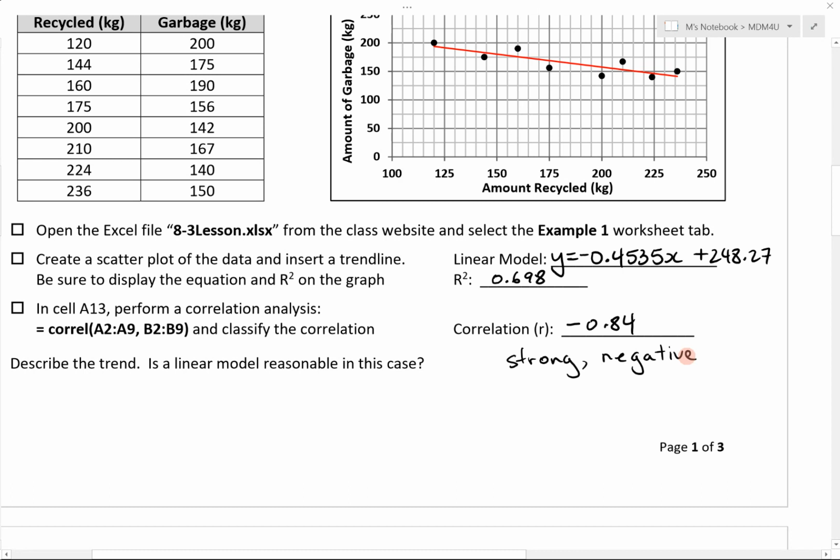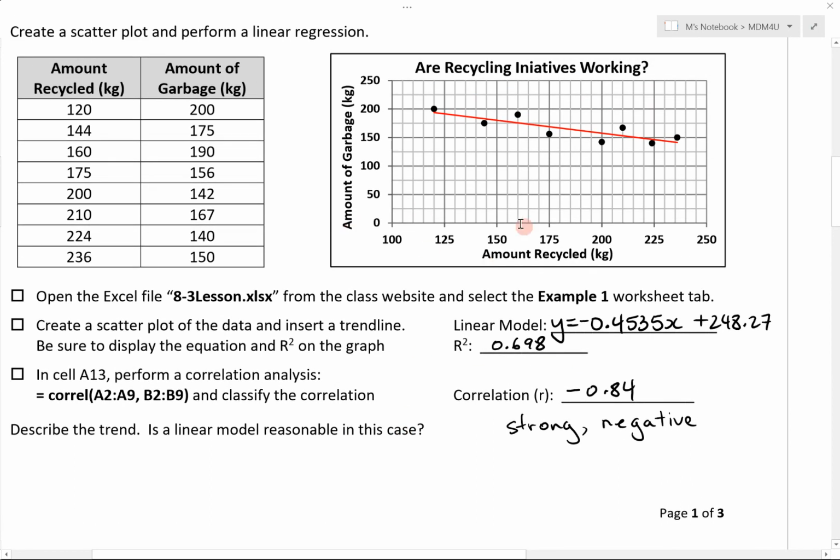So describe the trend. Is the linear model reasonable in this case? I'm going to say as the amount of recycling increases, the amount of garbage collected decreases. So it makes sense to have a direct negative relationship. The r value of negative 0.84 confirms a strong negative correlation. So I would say this is a very good model. This line of best fit is a very good model for the data.